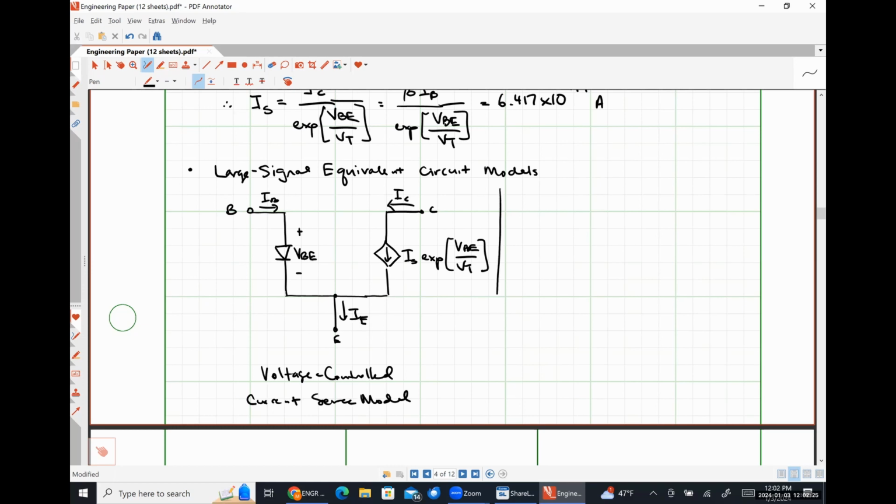And then I'm putting a line here, and I'm going to try to squeeze in the other model to the right. Effectively, it's going to be the exact same thing, except that we're going to use a current-controlled current source, because we can think of the device as being controlled by either the voltage VBE or our base current IB. And this model on the right is then obviously the current-controlled current source model.